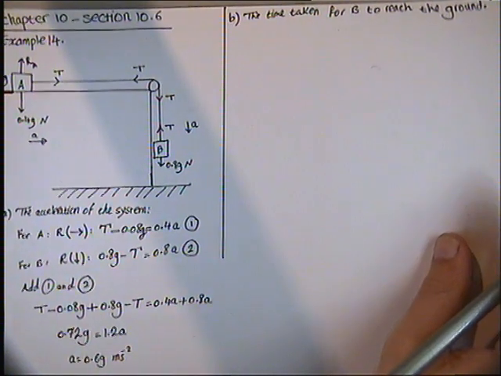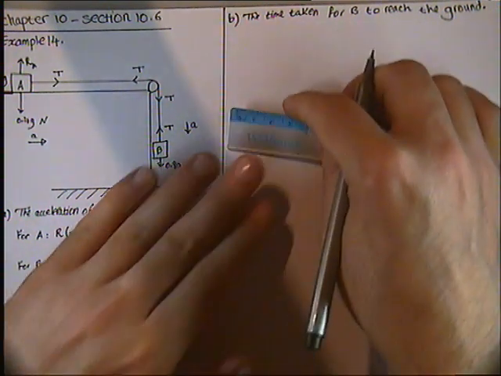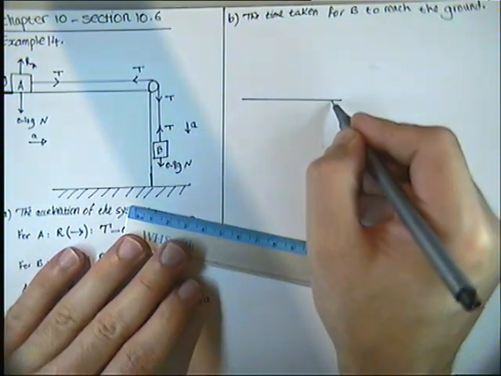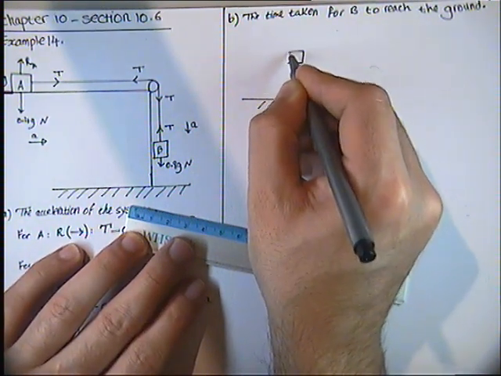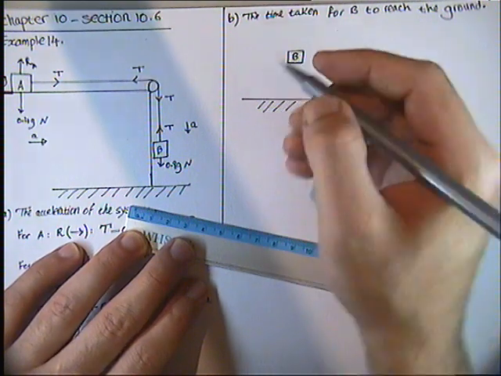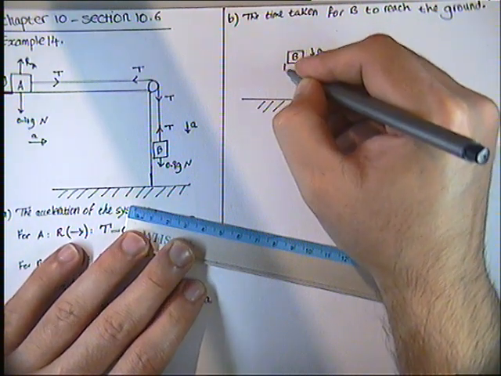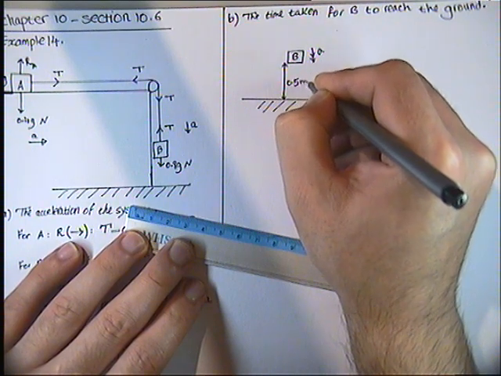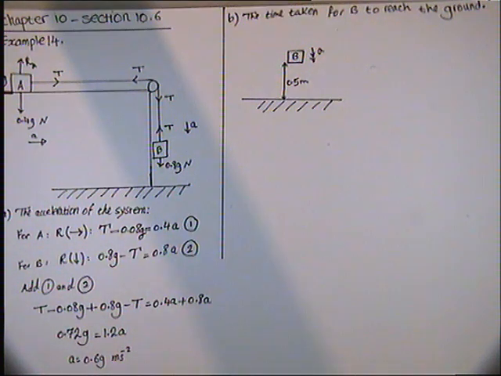Okay, it looks like I have to move the paper a bit. To do this, let's draw another diagram. Here is the ground. B was initially here. Acceleration in this direction. The distance of B from the ground was 0.5 meter, which the question was already saying.